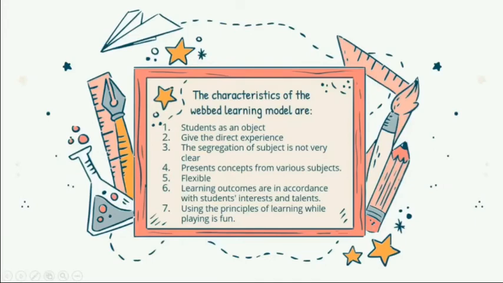Next are the characteristics of the WEBET learning model. The first is that the student is the subject. Second, it gives direct experience. Third, the segregation of subjects is not very clear. Fourth, it presents concepts from various subjects. Fifth, it is flexible. Sixth, learning outcomes are in accordance with student interests and talents. And the last is using the principle of learning while playing, which is fun.